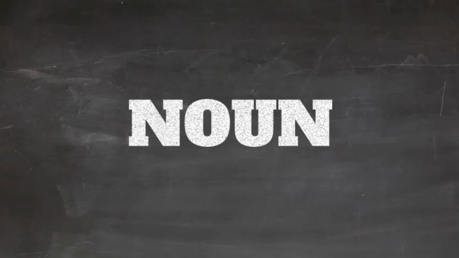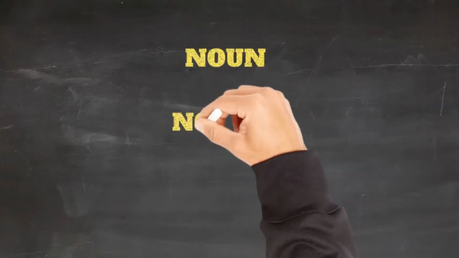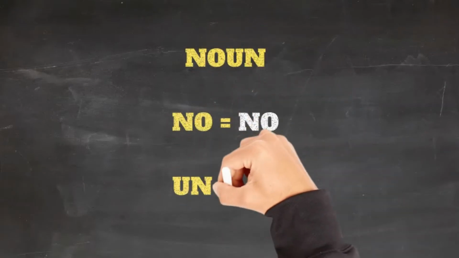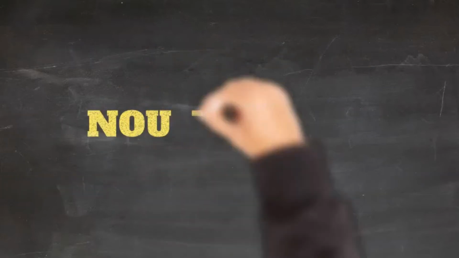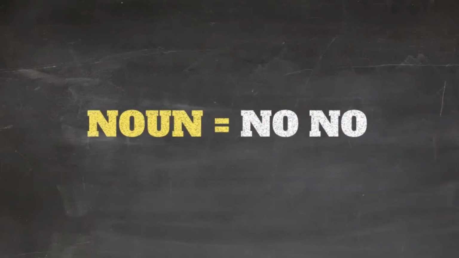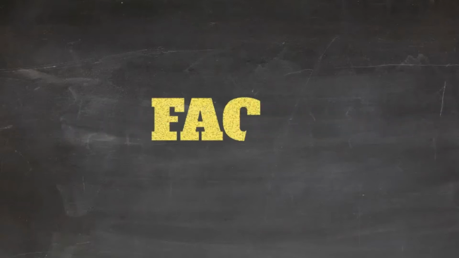Noun. Again, the word noun itself is a no-contract word. For the passé is NO equals no. UN equals no. Noun equals no no. You can never create a negative condition of state. The word used in this construct instead is fact.